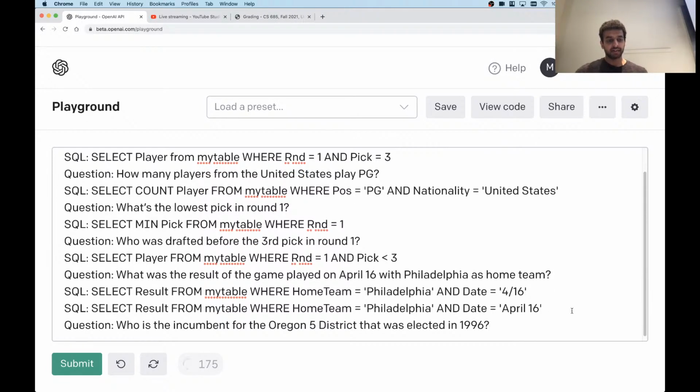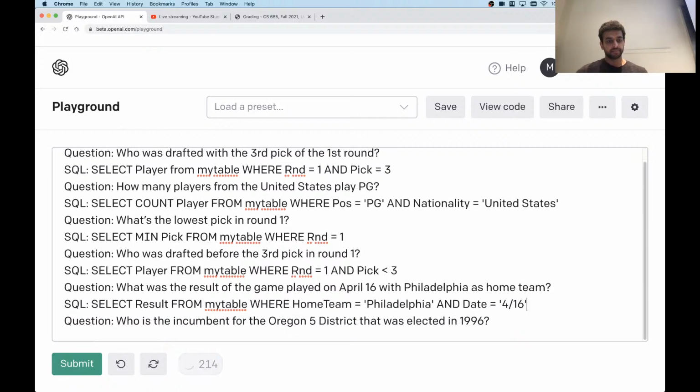I wanted to try another example. This one obviously has nothing to do with this sports draft. It says, who's the incumbent for the Oregon 5 district that was elected in 1996? But you could imagine the logic is pretty similar.